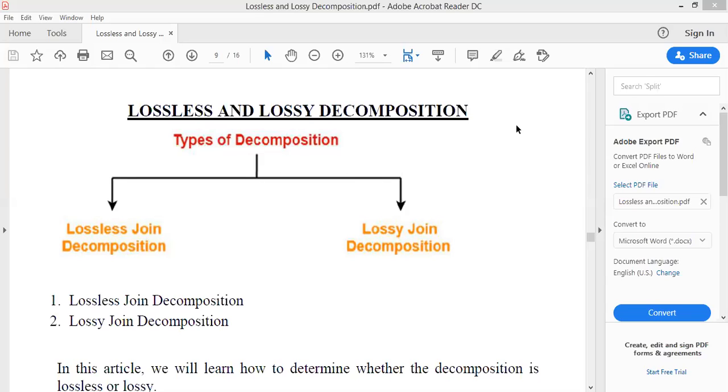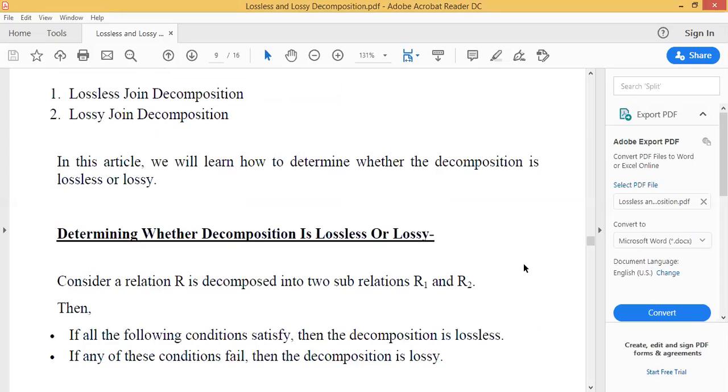Types of decomposition, lossless and lossy. In the previous video, I discussed what is decomposition and types of decomposition. Today I will discuss with you whether a decomposition is lossless or lossy. So we will learn how to determine whether a decomposition is lossless or lossy.